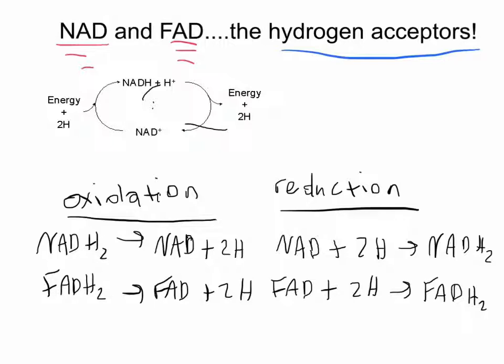NAD and FAD are hydrogen acceptors. They accept the hydrogens that come off of the glucose, and when they accept those hydrogens, they gain energy. Eventually they take those hydrogens to a certain pathway in respiration, and when they release the hydrogens, they release lots of energy, and that's the energy that's going to make most of the ATP that gets made in respiration. We're going to learn a little bit more about that later.